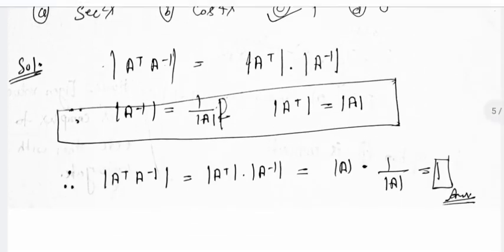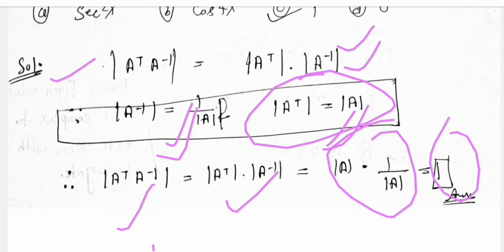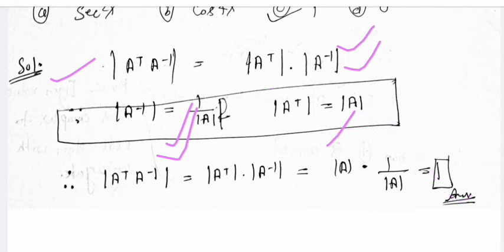Now there is another method to get the answer very quickly. We know that A transpose A inverse is going to be like this. Of course, this is equal to like this. And here we know that mod of A inverse is represented like this. Yes, it is also true. Now we know that in the case of an orthogonal matrix, the transpose is also equal to the inverse. Okay, so after putting this value in the given equation, we get easily mod A into 1 upon mod A, which is 1. That is, option C is your correct answer.